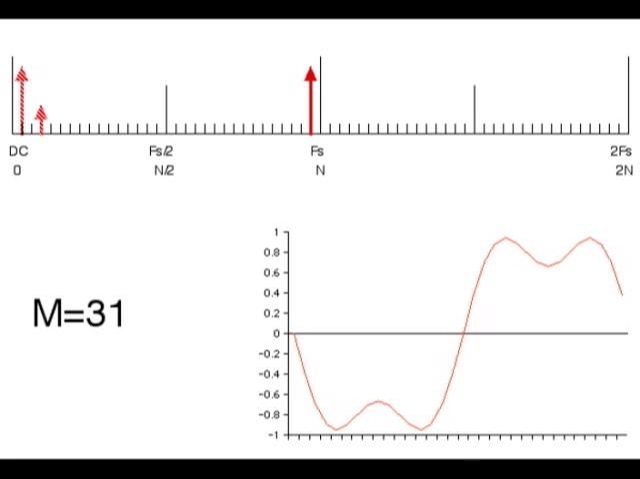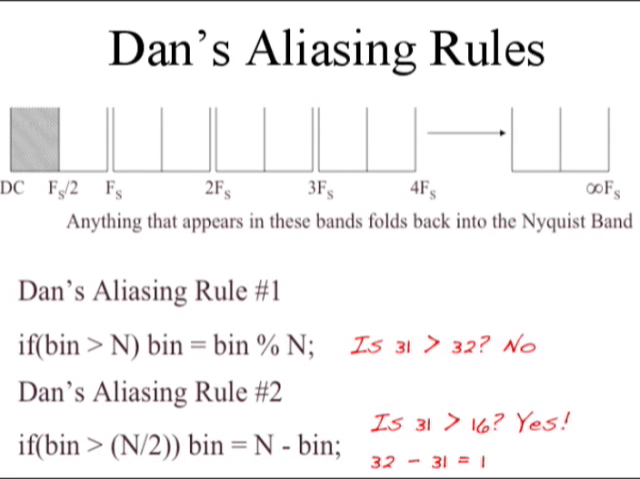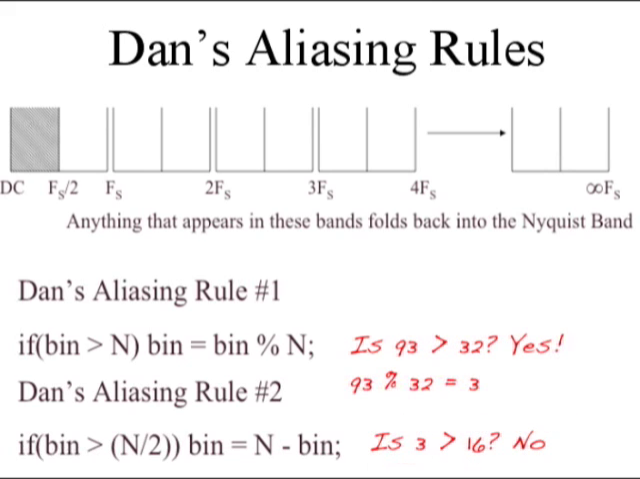Now we push M up to 31. Take a look at the time domain waveform. It's exactly 1 cycle, but it's in reverse order. The reason it's 1 cycle is because M is 1 below N. The alias falls back in bin 1, so the waveform looks like M was 1, except in backwards order. The third harmonic has aliased back into bin 3. When M is N minus 1, you get an M of 1, but in reverse order. Here I show how Dan's rules predict that the alias of the fundamental will fall back in bin 1, and here I show how the alias of the third harmonic will fall back in bin 3.